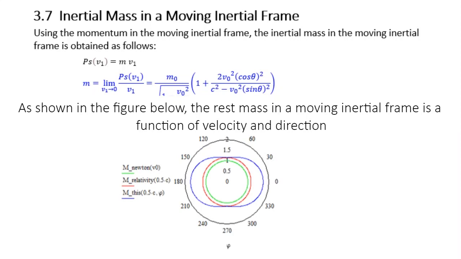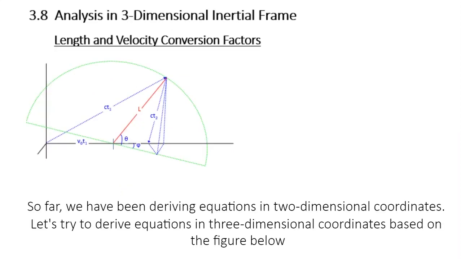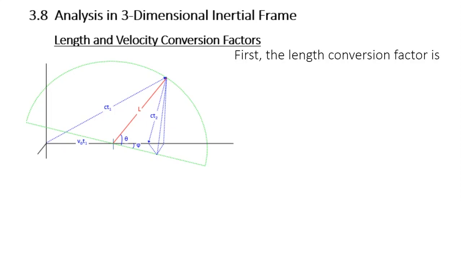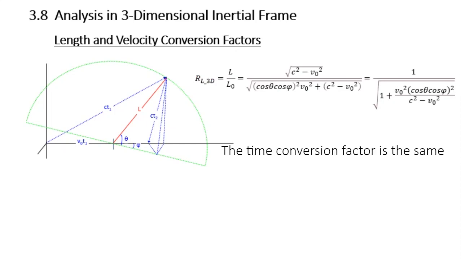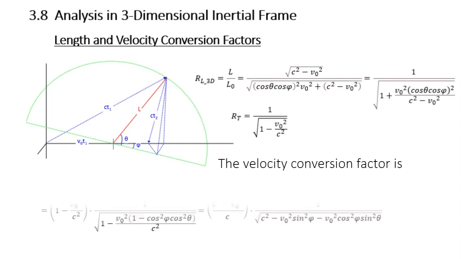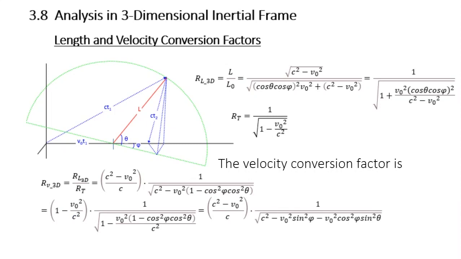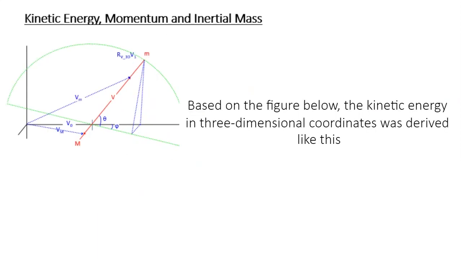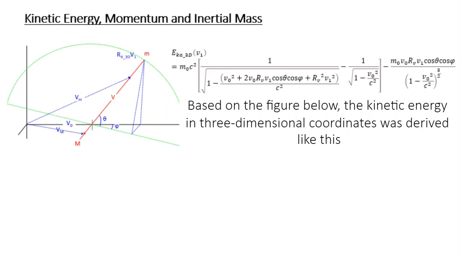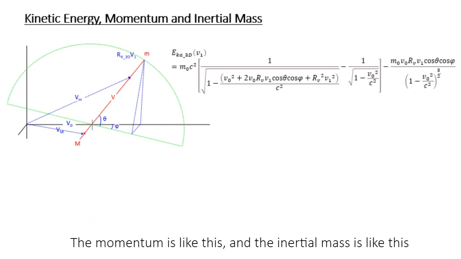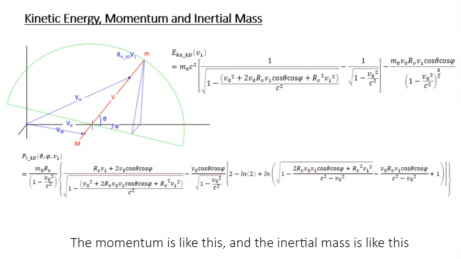So far, we have been deriving equations in two-dimensional coordinates. Let's try to derive equations in three-dimensional coordinates based on the figure below. First, the length conversion factor is. The time conversion factor is the same. The velocity conversion factor is. Based on the figure below, the kinetic energy in three-dimensional coordinates was derived like this. The momentum is like this, and the inertial mass is like this.